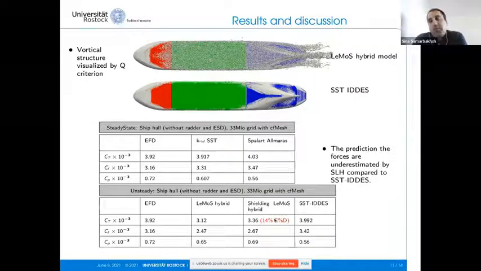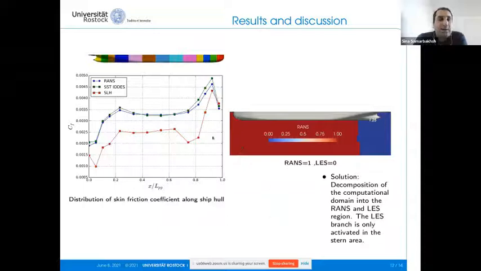That's why the result of the force prediction is very good. But now we want to work in the direction of improving our hybrid model for the prediction of the forces. When I plot the distribution of skin friction coefficient along the ship hull, I see that the result of our turbulence model is below the RANS and SST IDDES. So we decided to work on a new idea. We decompose the computational domain, as in the right picture, so that 70% or 80% of our computational domain uses RANS, where we get a very good force prediction, and we only use LES in the stern area.